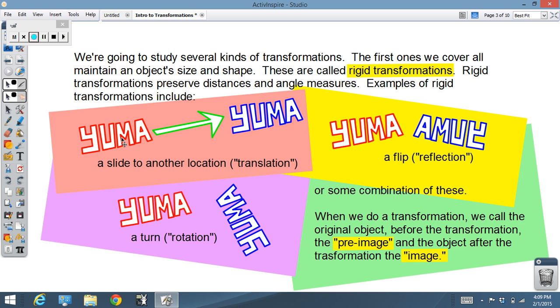Okay, we could take this shape, this little Yuma shape, and we can just slide it into another position. That's called a translation. We can take that shape and we can reflect it, like turn it backwards. That's called a reflection. Or we can turn it, which is called a rotation. Sometimes we do a combination of these and still maintain the same size and shape.